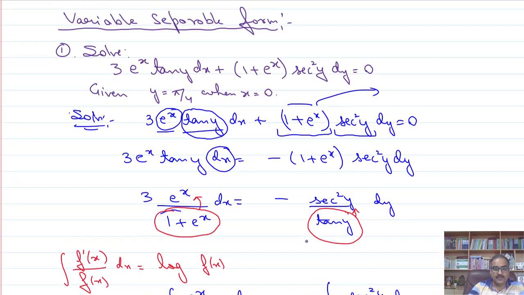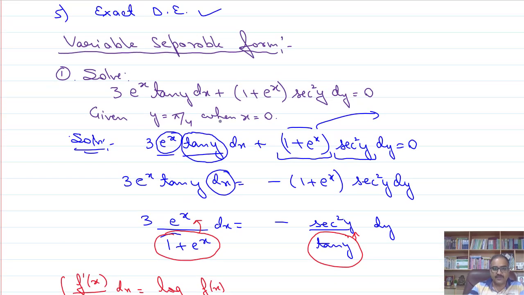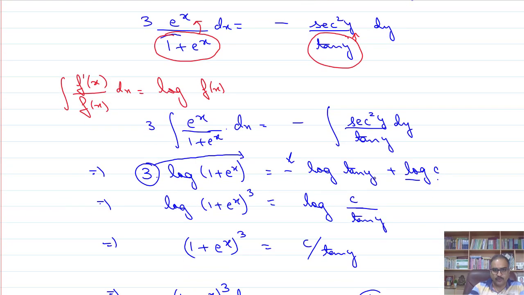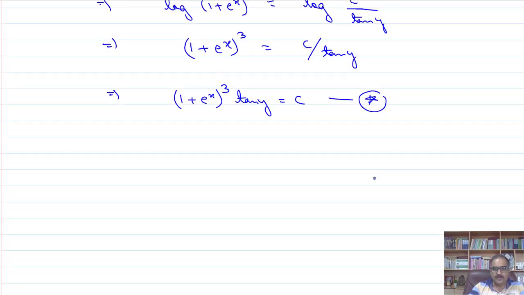But they have given a boundary condition. That means when x is equal to 0, y will be pi by 4. This boundary condition is always provided to calculate the value of the constant. So when x is equal to 0, y will be equal to pi by 4.